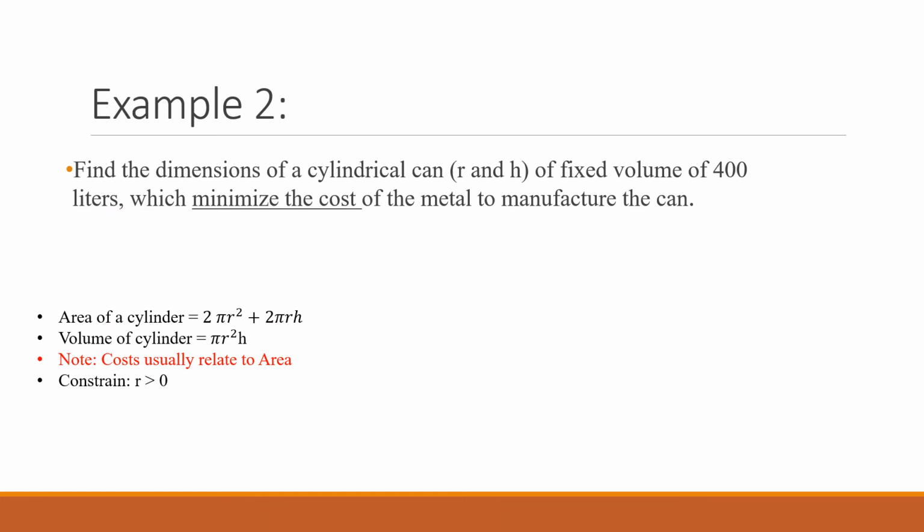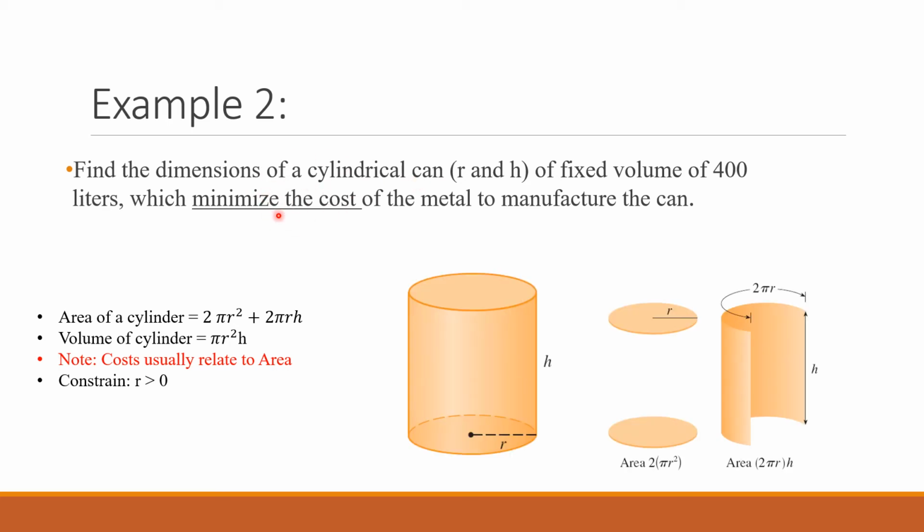Let's take another example. Find the dimensions of a cylindrical can R and H. So what is required is R and H of fixed volume. Here comes an equation, V equals 400. A fixed volume of 400, which minimizes the cost of the metal to manufacture the can. So the cylindrical can is made of metal and I want to minimize the cost. Alright, let me draw it. Here is my cylinder. Here is my area. My area is going to be the two circles, which is 2 pi r squared, and then the body, which is 2 pi r h.